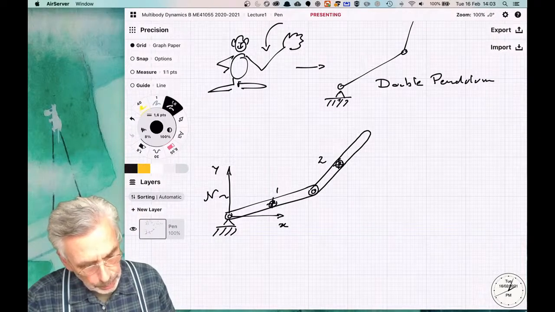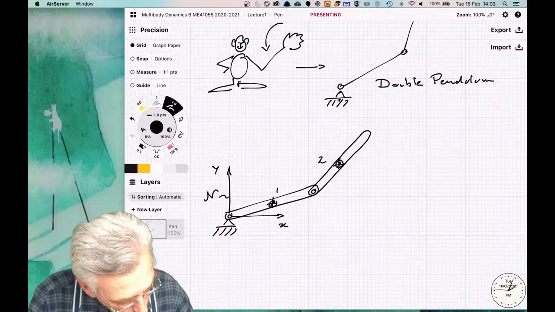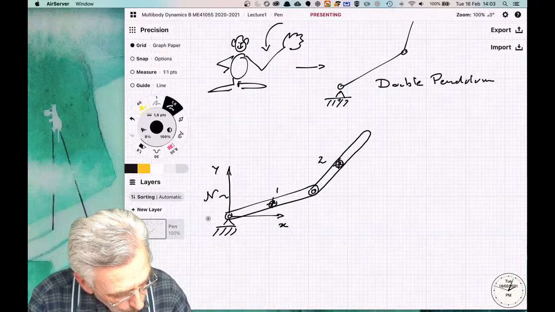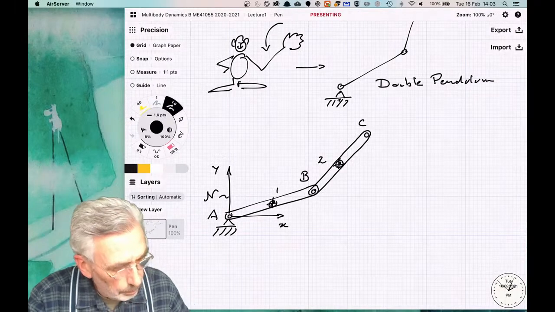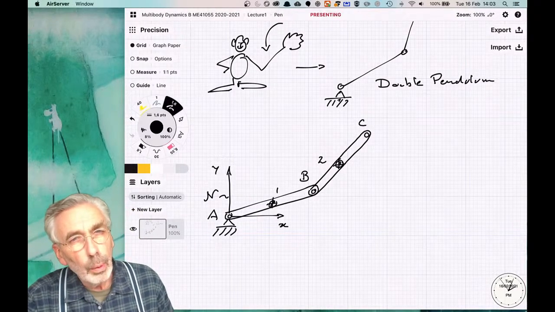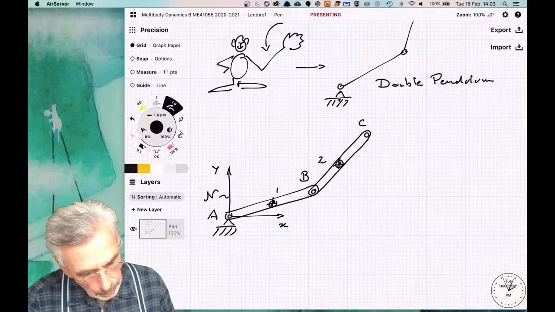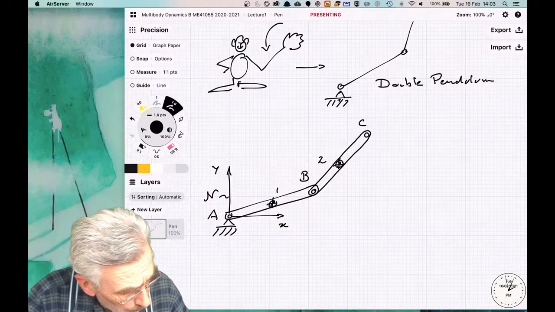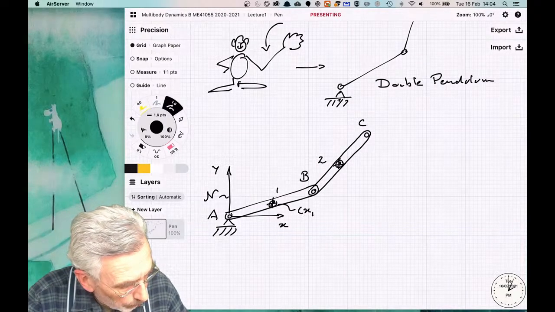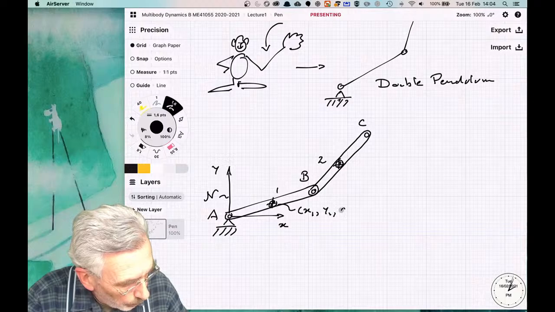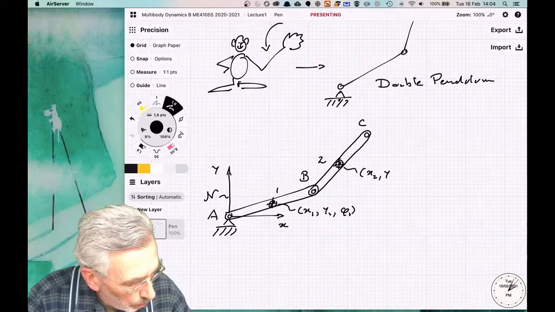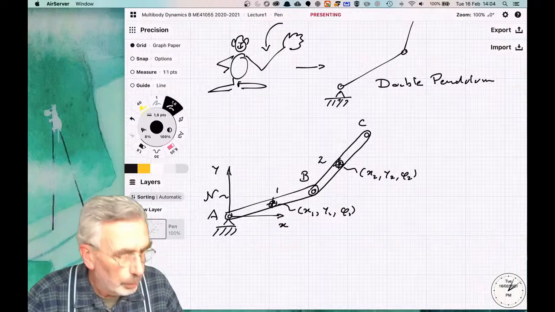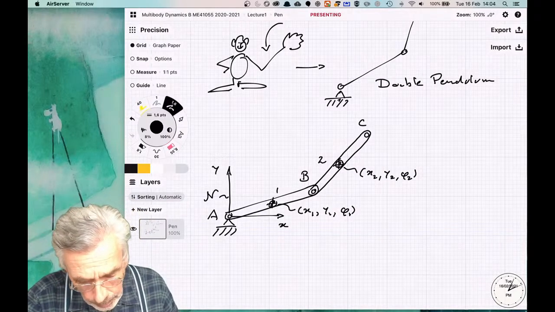What else do we need? Yeah, we need to have names. So body 1, body 2, we call this hinge A, hinge B, and this is the end effector C. What else do we need? We need, yeah, positions, of course. This body has position x1, y1, and phi1 at the center of mass, and this one has x2, y2, and phi2. So apparently we have 6 coordinates.